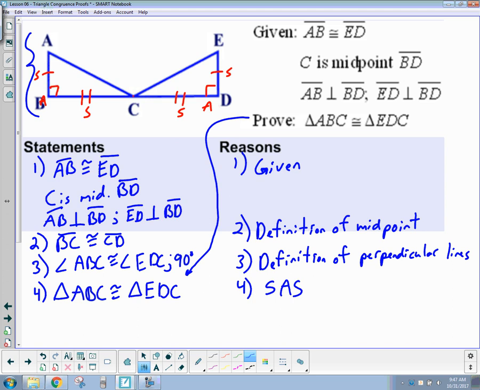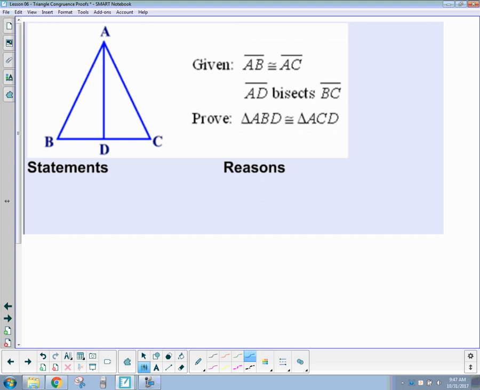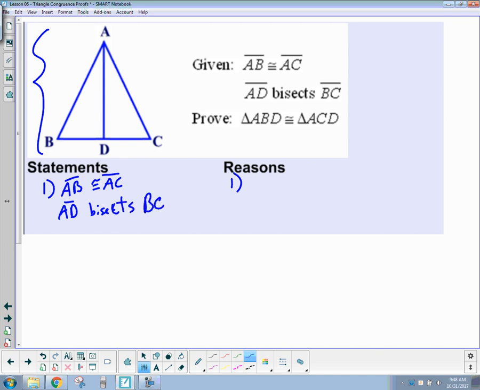Alright. Let's move on. Next one. Again, pause the video if you need to, but go ahead and draw the diagram, and then start your statements and reasons. I'm going to continue writing the givens part, just like I've been doing. AB congruent to AC, AD bisects BC. And again, because it's given.